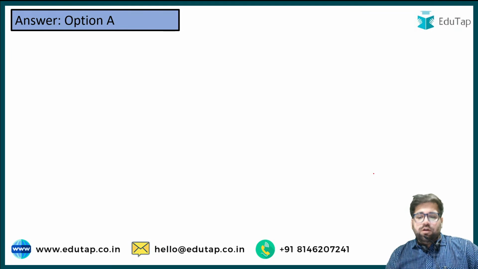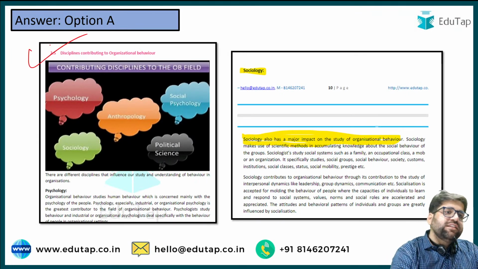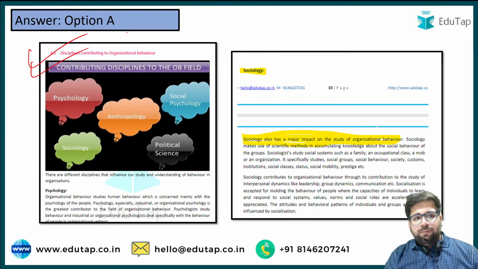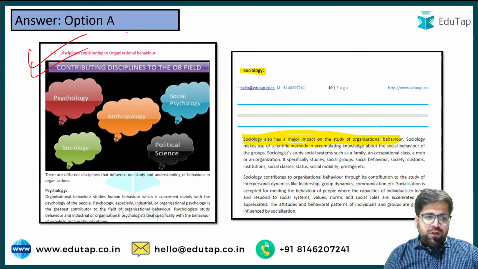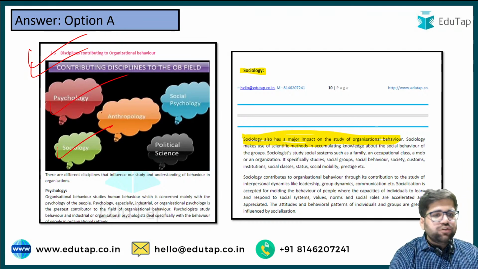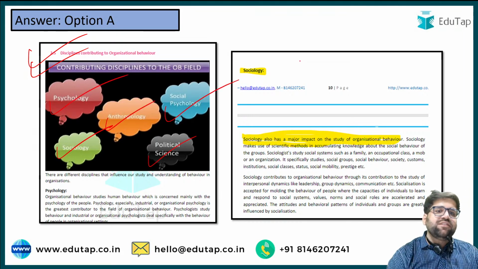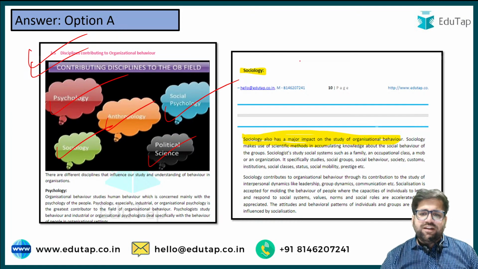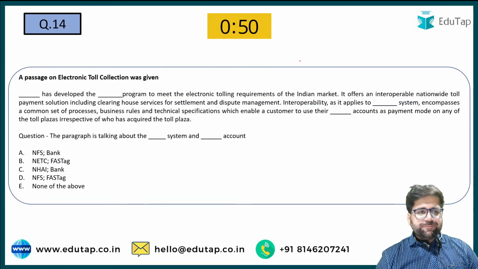Now let's come to option A. Yes, in your concept notes as well, we have briefly described different disciplines which contribute towards the OB field. So you can see sociology is there, psychology is there, anthropology, political science, and social psychology. So different concepts explained beautifully.